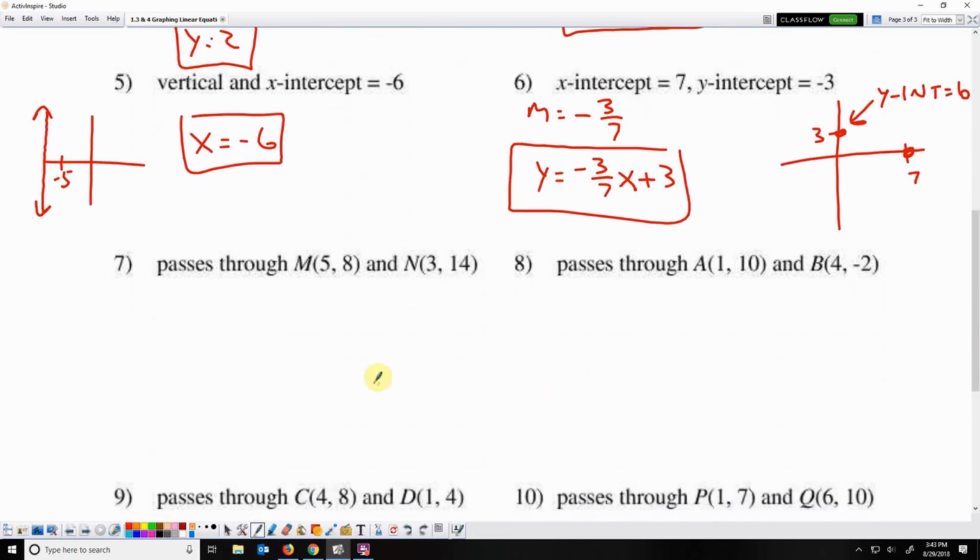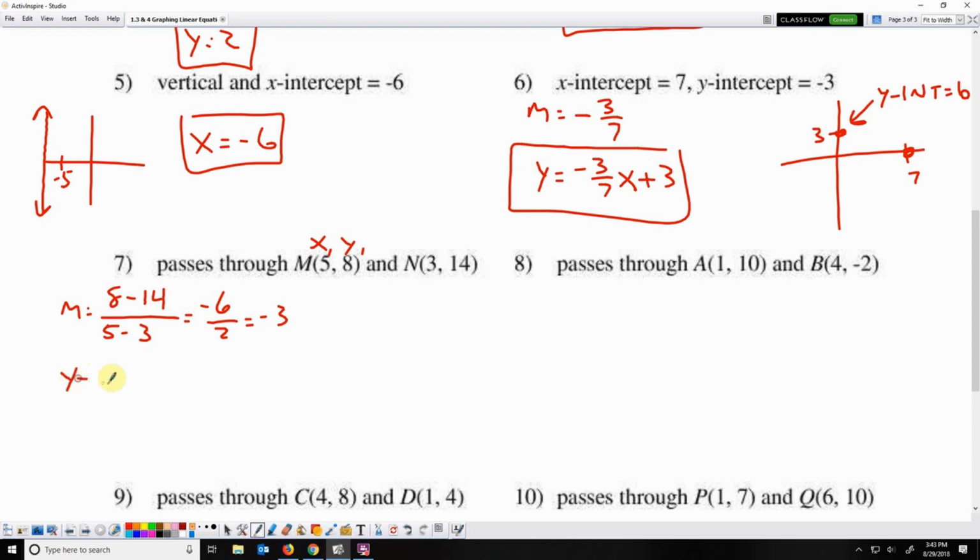Okay, number 7, I've got it passing through 2 points. I need to find the slope. So m is 8 minus 14, y minus y, over 5 minus 3. So that's negative 6 over 2. So my slope is negative 3. And I can choose either one of these 2 points for x1 and y1. I'll use this one just because 5 and 8 look nicer to me than 3 and 14. It really does not matter.